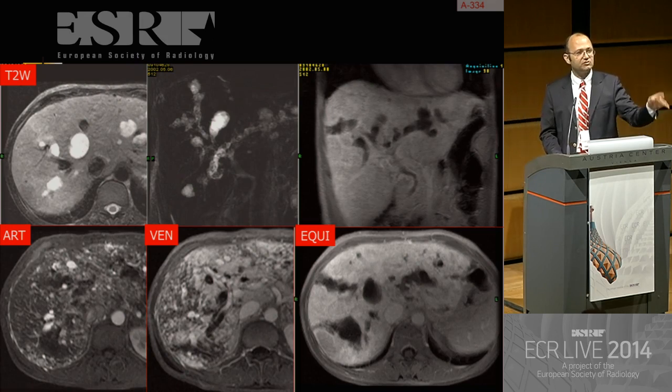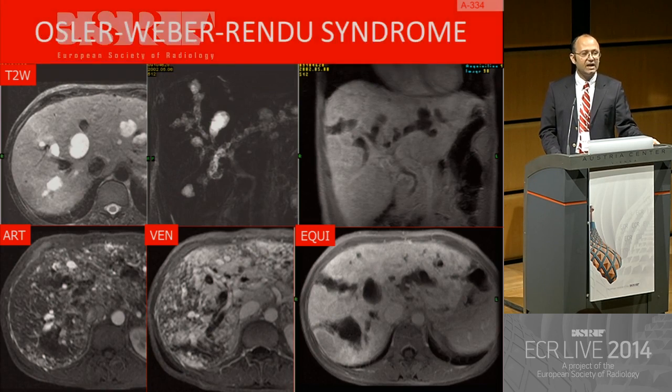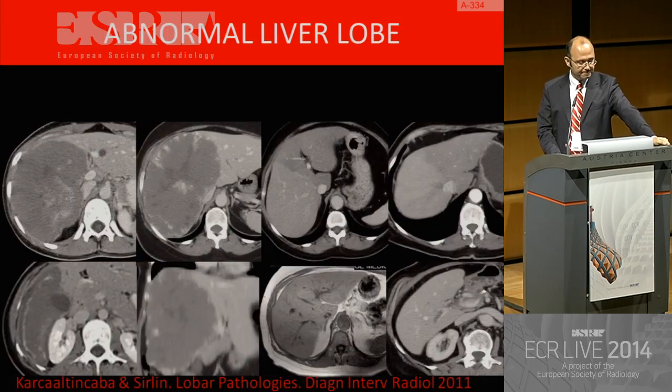Actually, this patient went to transplantation and we had the diagnosis. It is called Osler-Weber-Rendu syndrome. And the biliary findings are believed to be due to hepatic artery ischemia.